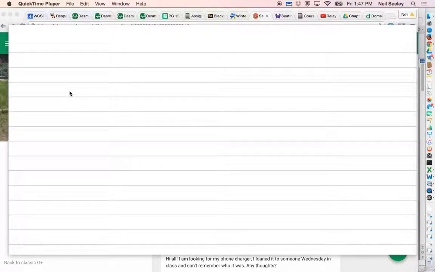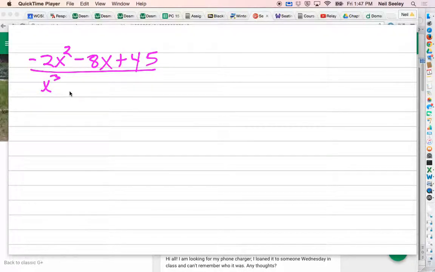-2x squared minus 8x plus 45 over x cubed minus 6x squared plus 9x.